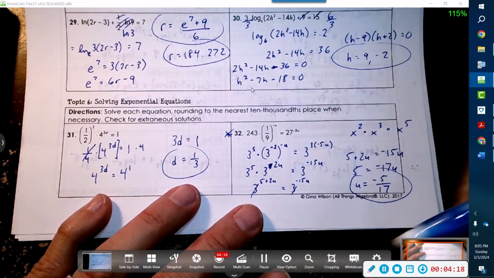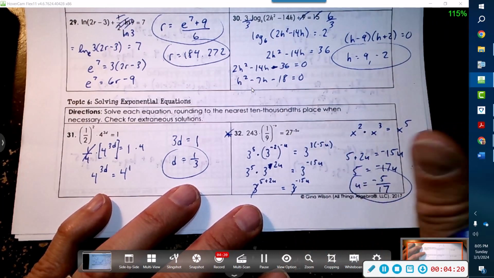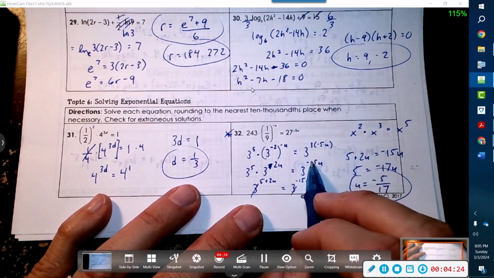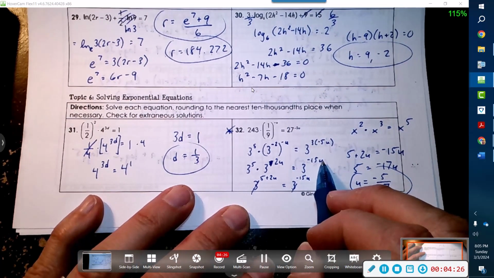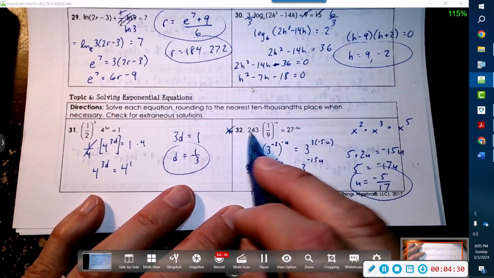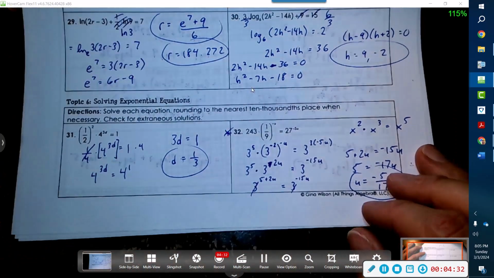Let me double check real quick. You can go ahead and just skip forward. That would be 3 to the 3rd, negative 5u, negative 15u. No, that definitely could be right because this is a large number. Okay, yeah. All right, I'm going to trust that.